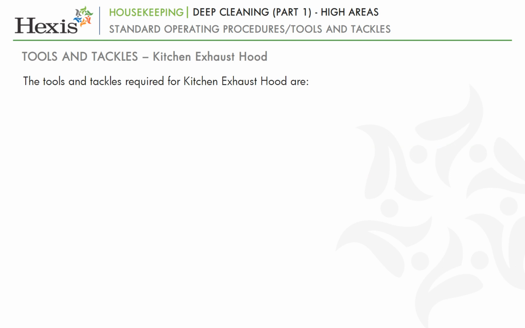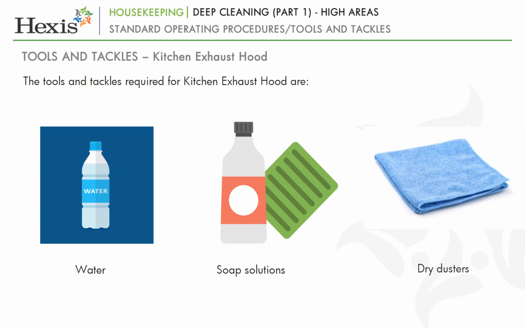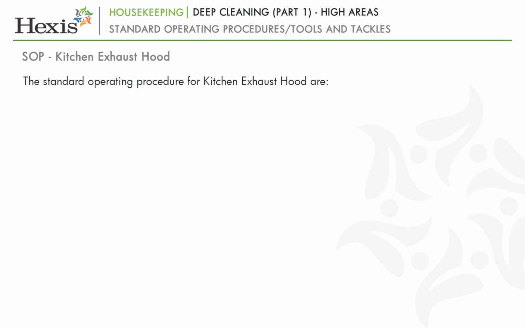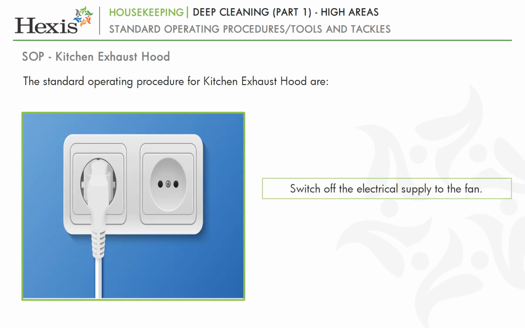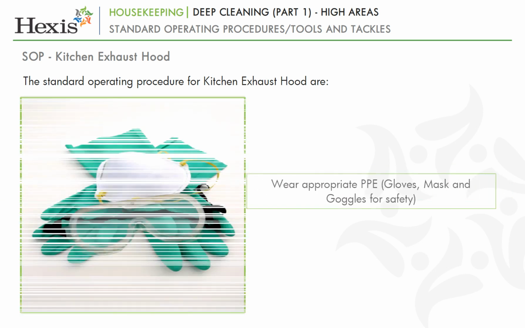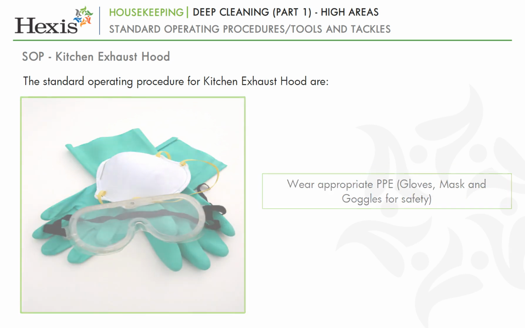The tools and tackles required for kitchen exhaust hood cleaning are: water, soap solutions, dry dusters. The standard operating procedure for kitchen exhaust hood is: display caution sign in the area where work is being done. Switch off the electrical supply to the fan. Wear appropriate PPE, gloves, mask and goggles for safety.